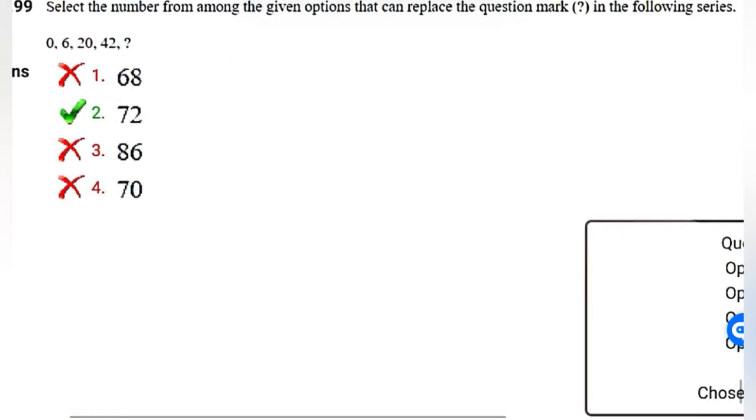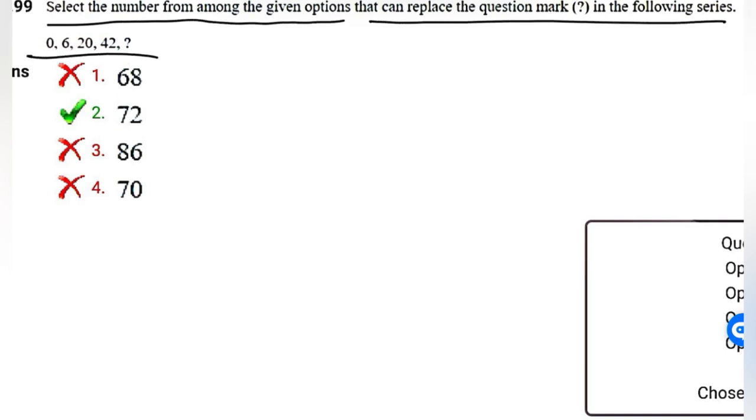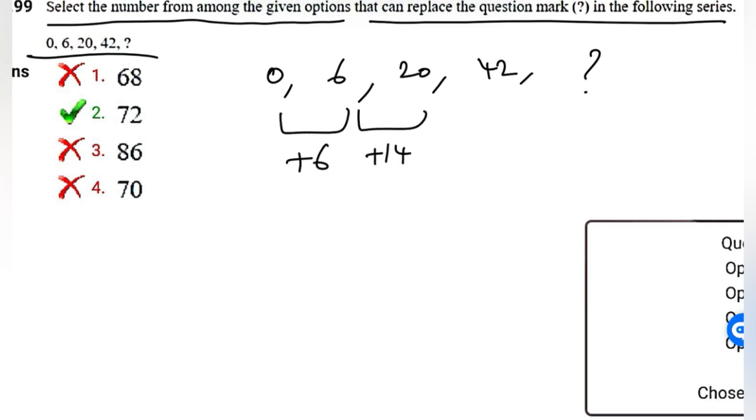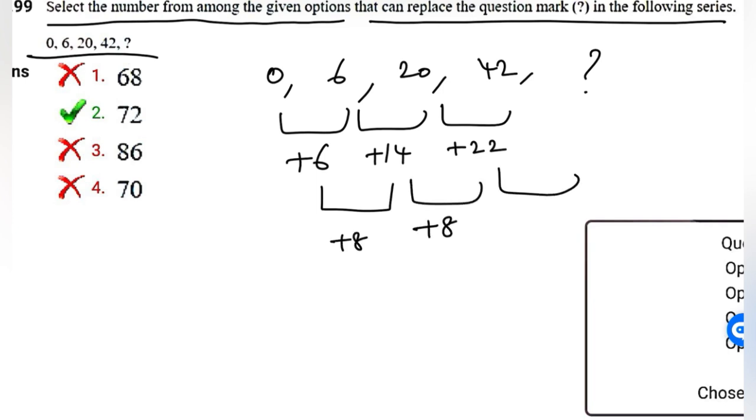Select the number from among the given options that can replace the question mark in the following series. Given the series is 0, 6, 20, 42 and question mark. Here the logic is 0 plus 6 is 6 and 6 plus 14 is 20 and 20 plus 22 is 42. And here the logic is 6 plus 8 is 14 and 14 plus 8 is 22. Similarly, 22 plus 8 is 30. So, 42 plus 30 is 72.